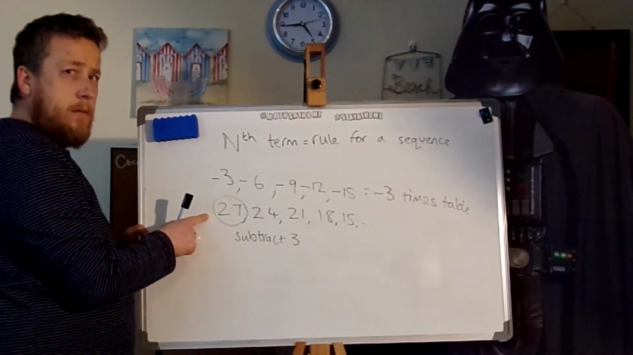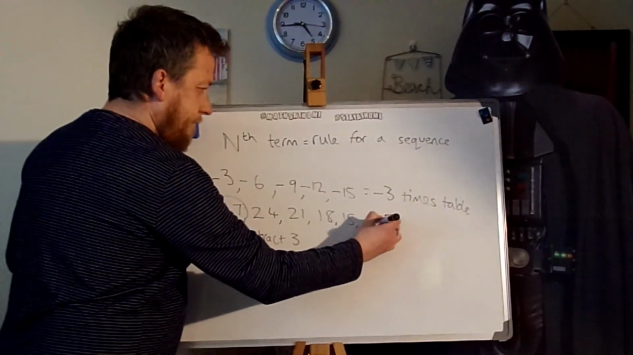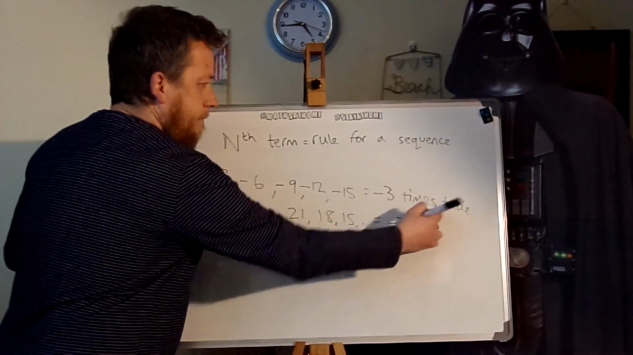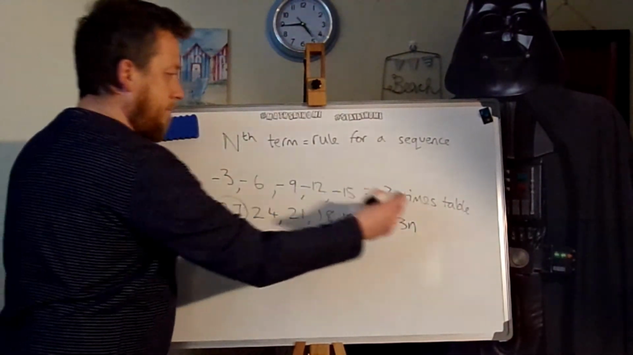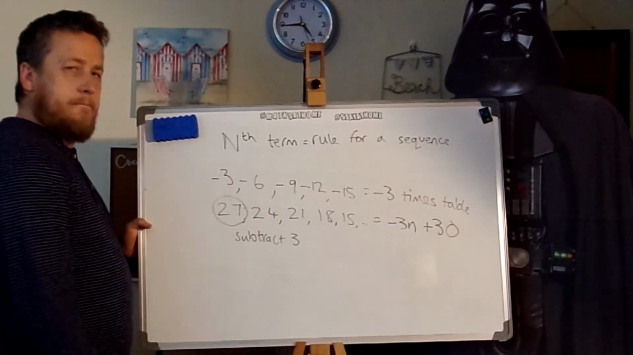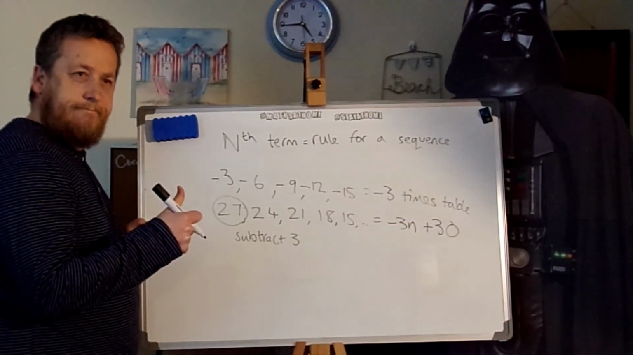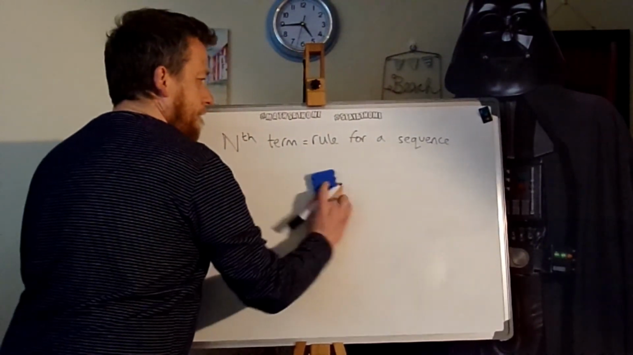So firstly, how would we write the -3 times table? We would write -3n to represent the -3 times table. How do we get from -3 to 27? That's right, we would add on 30. Okay, and there is our last nth term for this video.